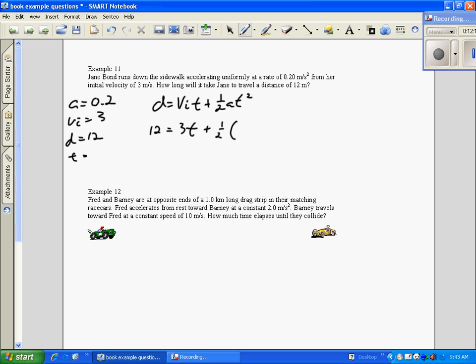Uh-oh. Can I isolate t here? I'm going to have 0 equals, let's see, 1/2 of 0.2 would be 0.1 t squared plus 3t minus 12. And what do we do? The opposite of the inside-outside thing. How do you solve for t when it's quadratic like that?